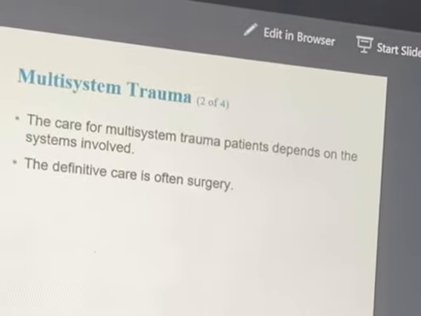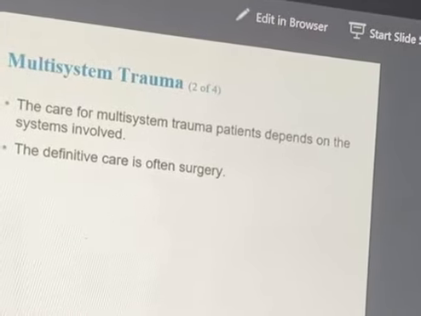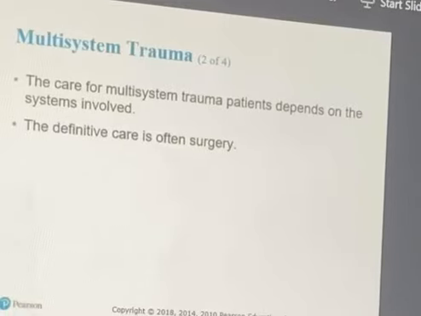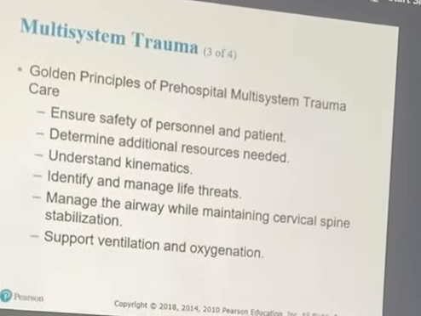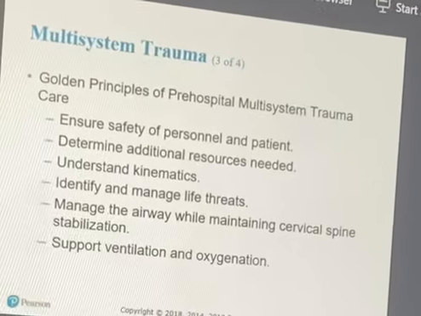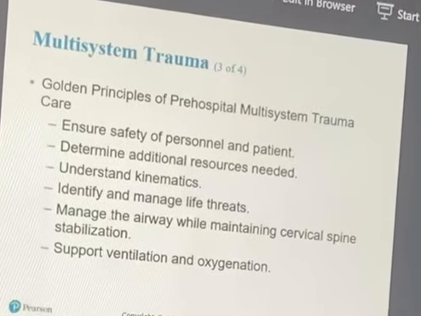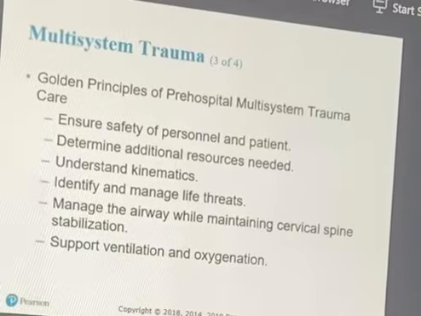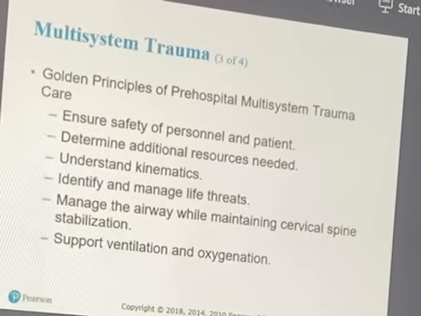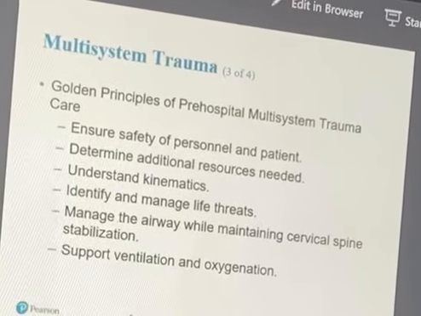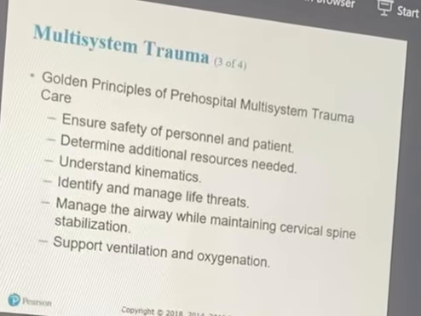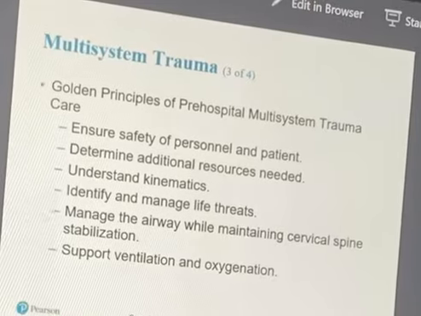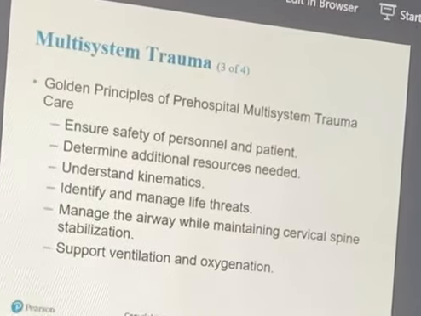The care for multi-system trauma depends on the systems involved, but the definitive care, just like with any trauma, is surgery. Golden principles of pre-hospital multi-system trauma care: your personal safety is most important and should be maintained when you arrive on the scene and throughout your patient care. After arriving on the scene, determine whether you need additional resources. Because multi-system trauma can result from various causes, the additional resources required may vary.